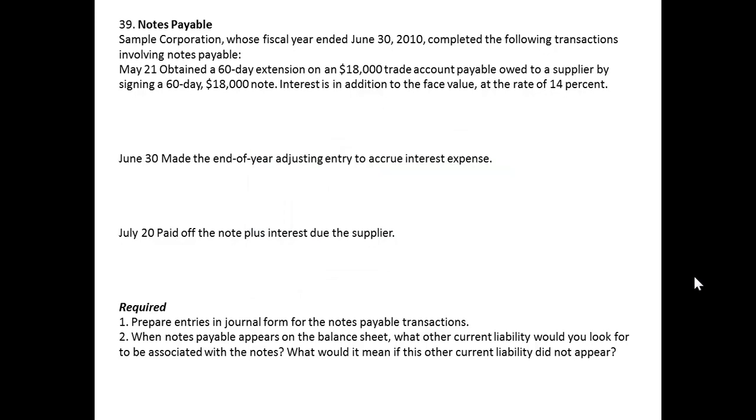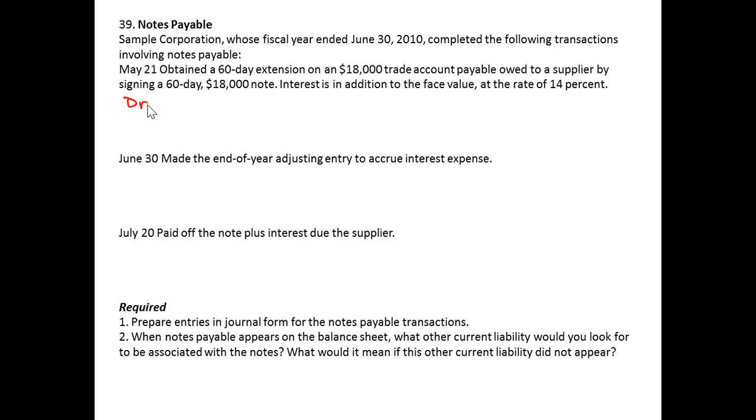Here are some of the basic entries around a note, and these are notes that are the note plus interest. So notice on May 21st, we get a 60-day extension on our accounts payable owed to a supplier by signing a 60-day $18,000 note. And interest is in addition to the face amount, and it's at 14% interest.